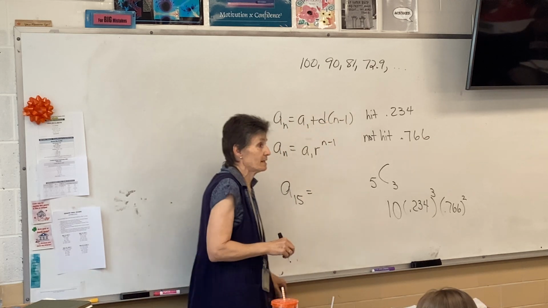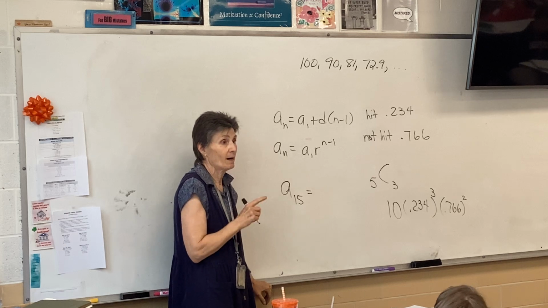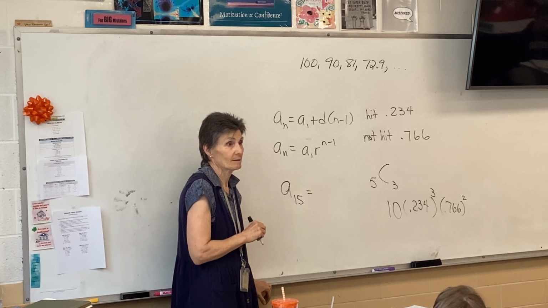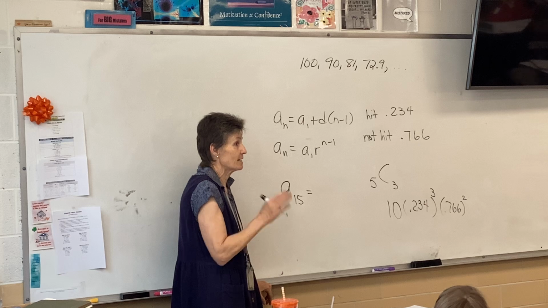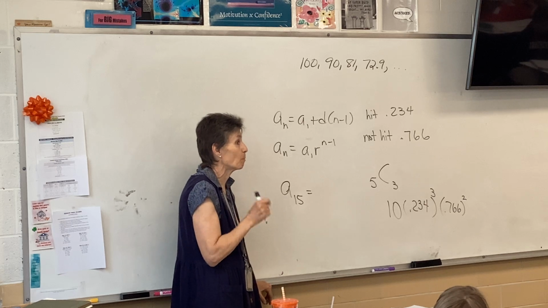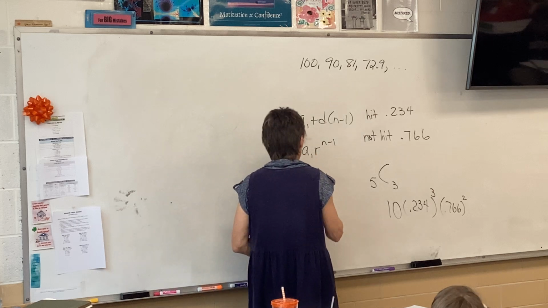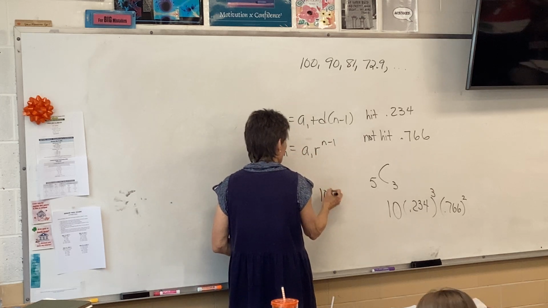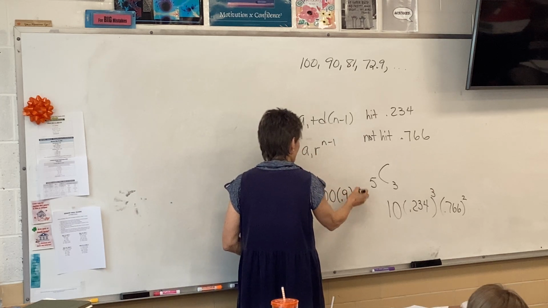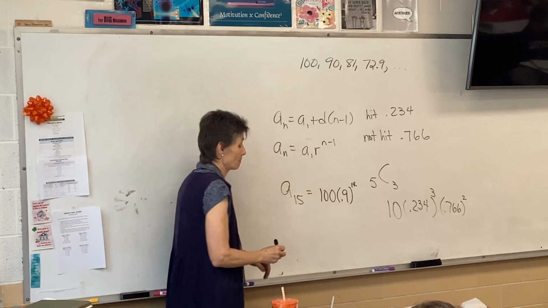81 divided by 90. I am multiplying by 9 tenths, 0.9, okay? So here we go. A sub 1 is 100, times 0.9 to the 14th.